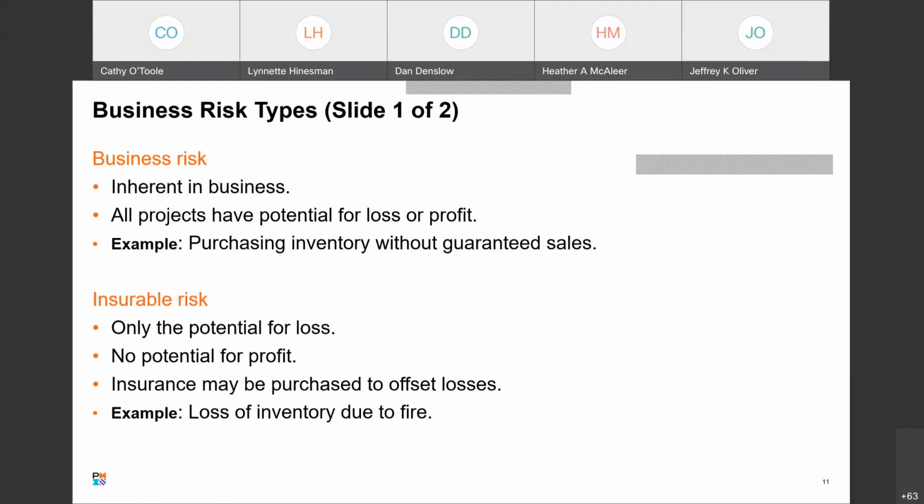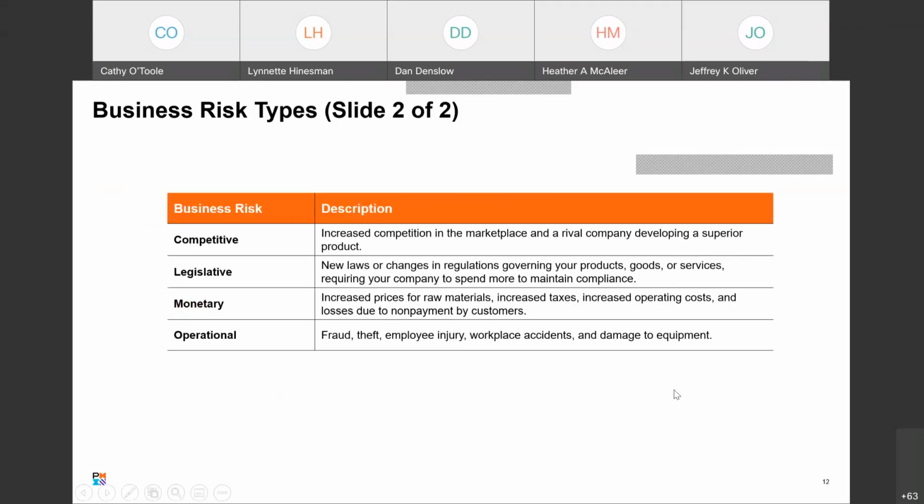Insurable risks are things where the only potential for the risk is a loss, and there's no potential for profit, and insurance may be the risk response because that will be purchased to offset losses. In the purchasing example, a loss of inventory due to fire, we could make that risk go away, so to speak, if we insured our inventory.